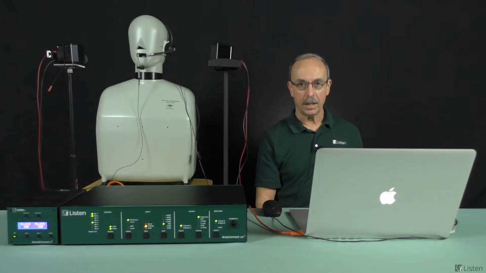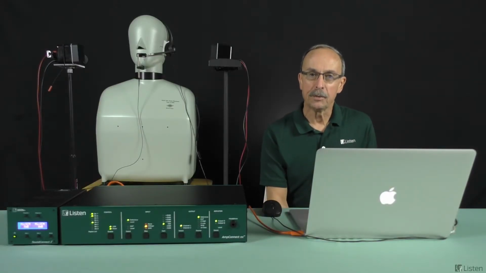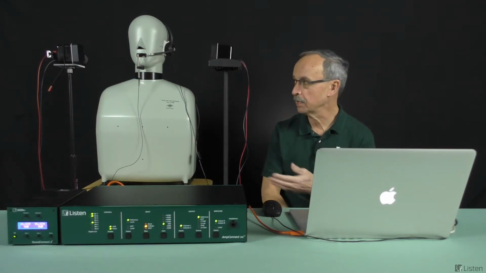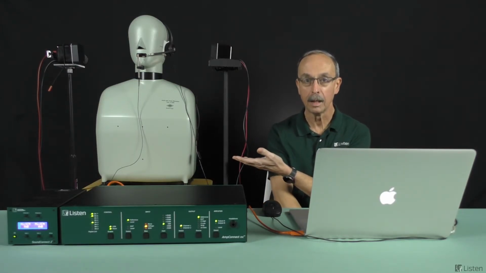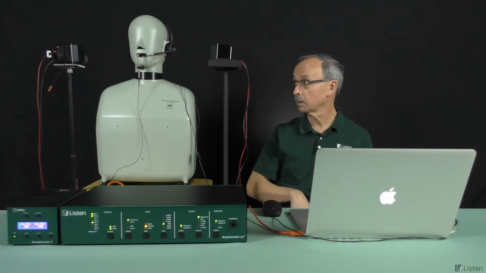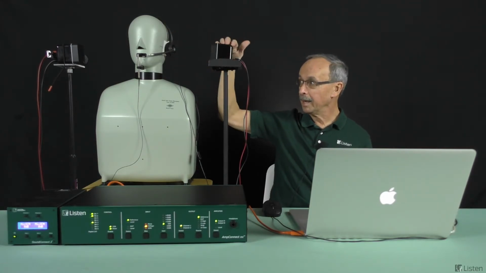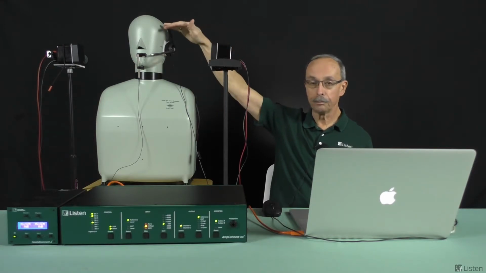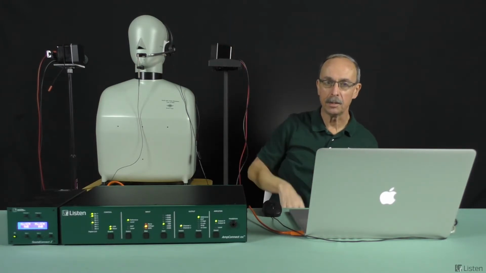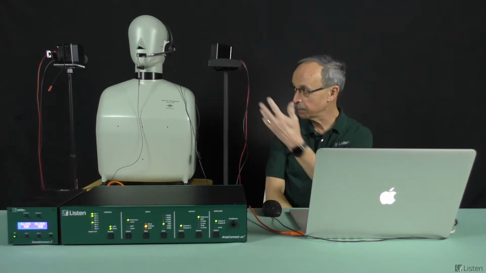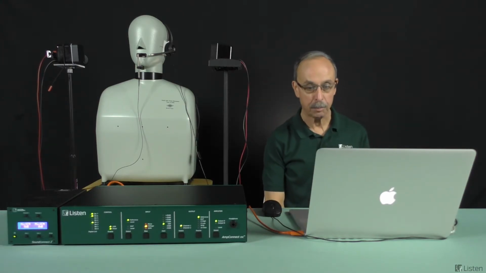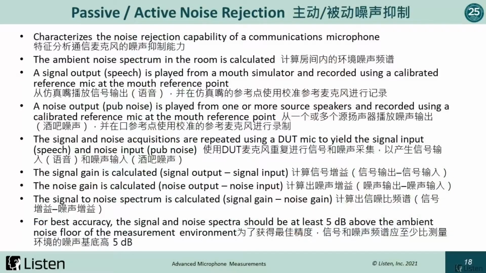So the next topic we're going to cover here is microphone noise rejection. And as you can see, we've brought in some additional hardware for this particular demonstration. So we've got our HATS. We mounted a communications headset on it with a boom microphone. And we have a couple of small speakers on each side that we're going to use to generate a noise field around the HATS and the microphones as part of this test. So the test characterizes the noise rejection capability of, in this case, a communications microphone.